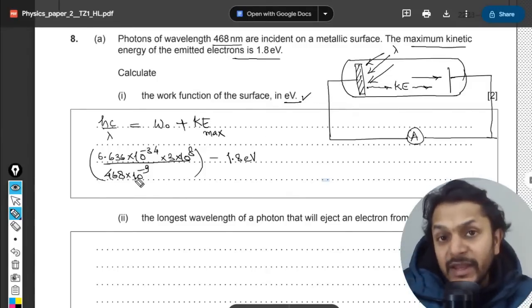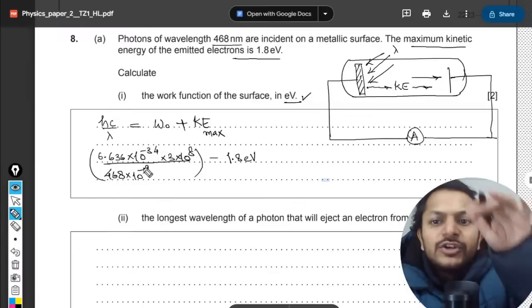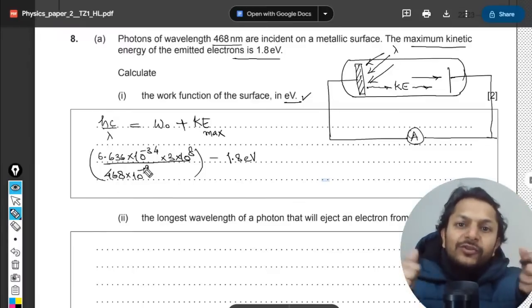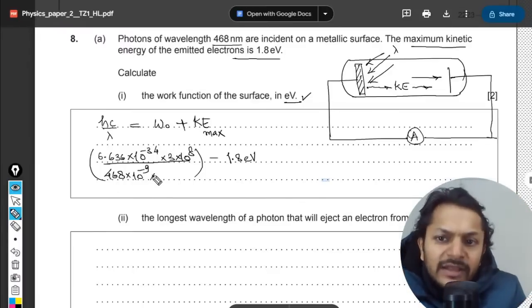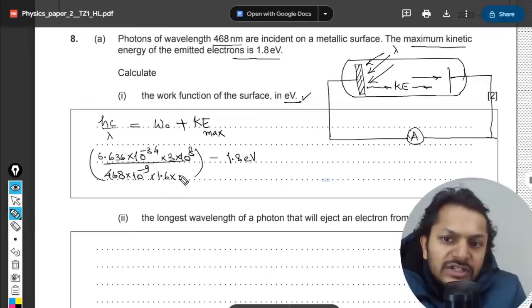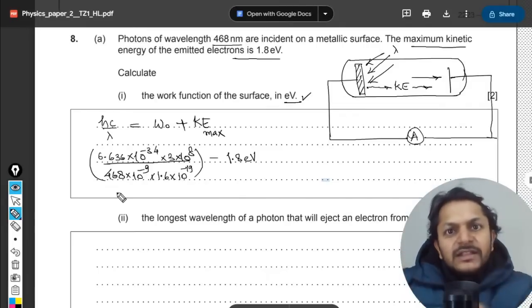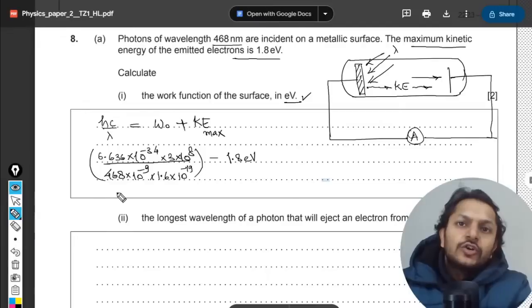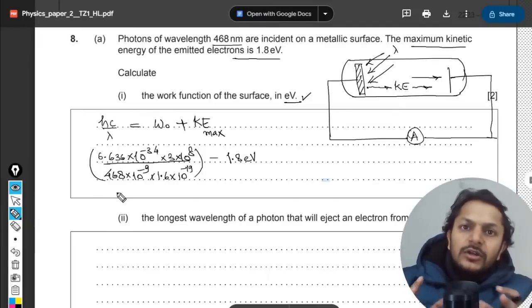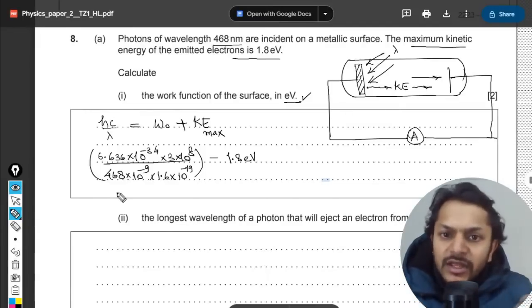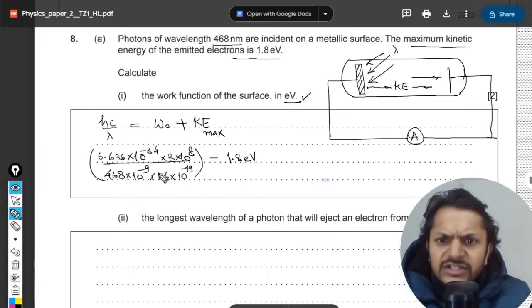so it will be better if we convert hc by lambda, which presently is in the unit joule, into electron volt. How? By dividing it by the charge on an electron. So this is the conversion factor, and this is how you convert joule into electron volt. You divide the energy by the charge of the electron, and whatever is the new numeric value, that will be energy in electron volt. So this is energy in electron volt.